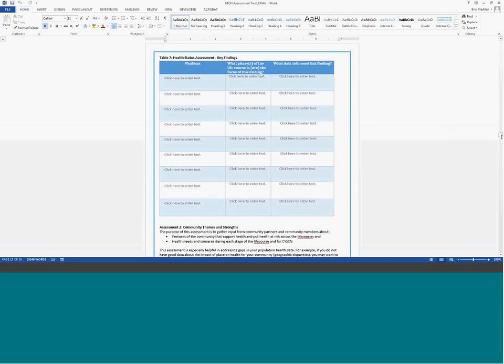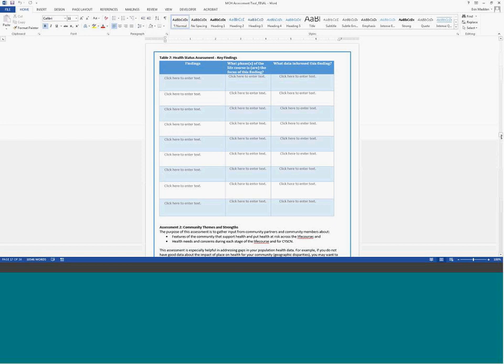In the second column, you'll talk about which phase of the life course is the focus of the finding. And this is helpful because when you complete this table, you want to look across it and see, are there places where we might have gaps in our understanding of health from a life course perspective.